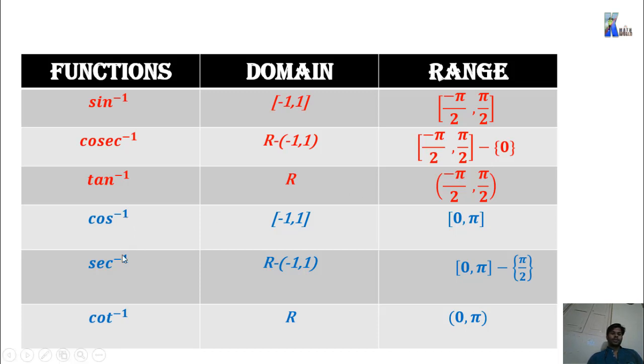Now this is your second group of functions: cos inverse, sec inverse, and cot inverse. You can see their corresponding range is 0 to pi, either first quadrant or second quadrant. Now go ahead. Next.